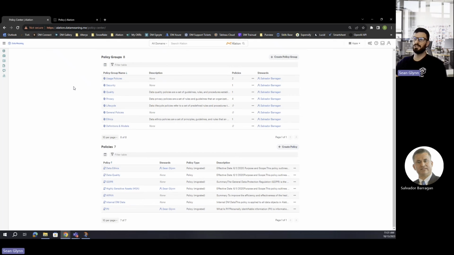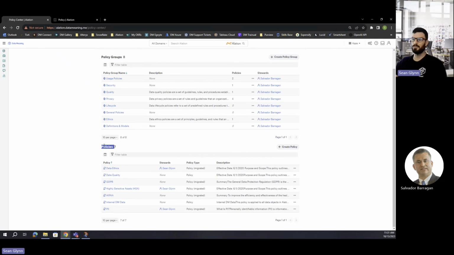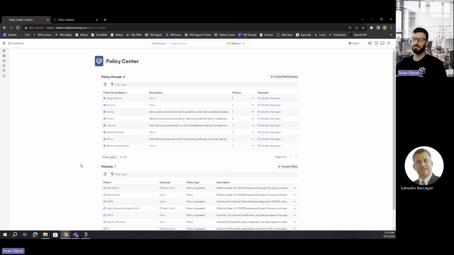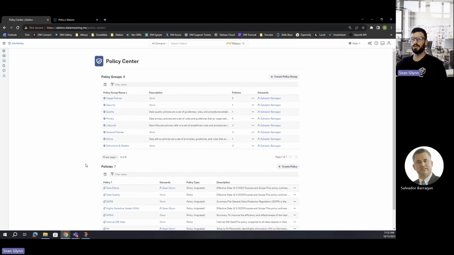And the first thing you're going to see is basically two main sections. We're going to have up top here your policy groups, and down below the policies themselves. So right away, pretty straightforward. If you're used to working with any sort of glossaries, this is going to follow the same logic here, which is down at the bottom, you're going to start building and creating all of the policies that are going to exist within your organization. But over time, you're going to realize that a lot of these policies are going to start to be related to each other in some way.